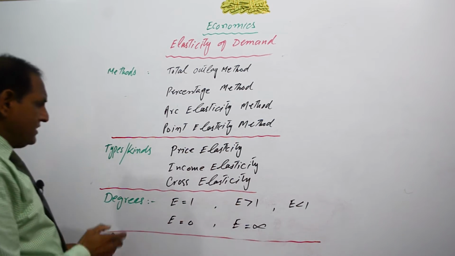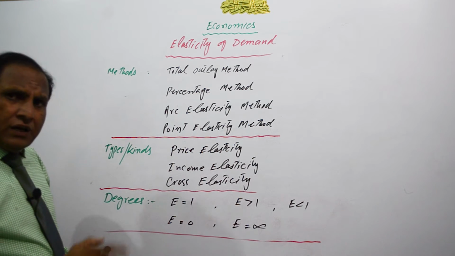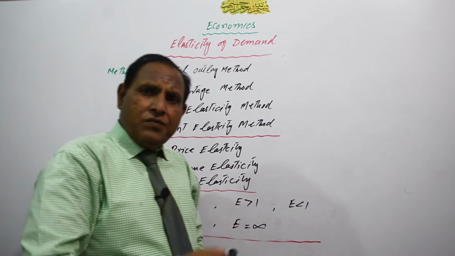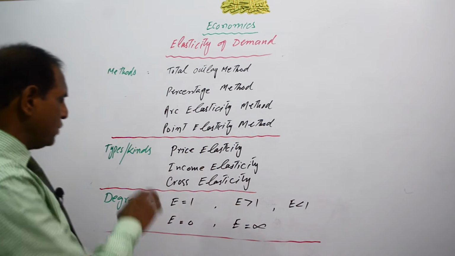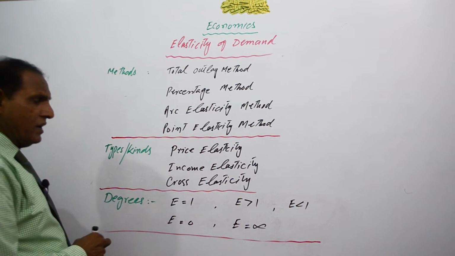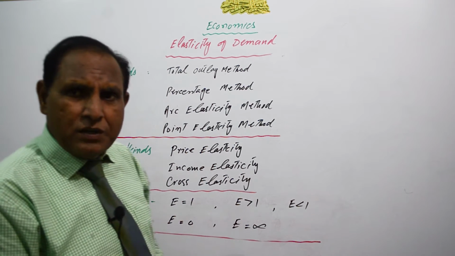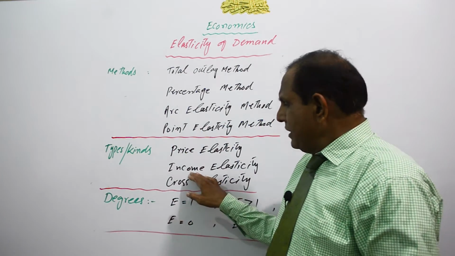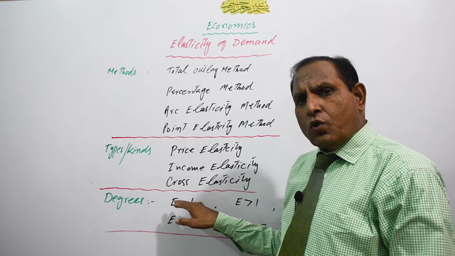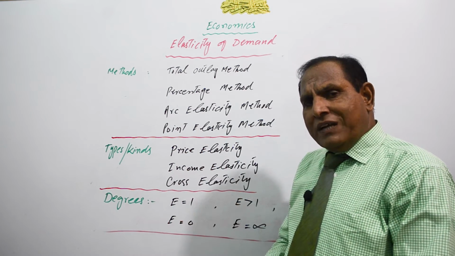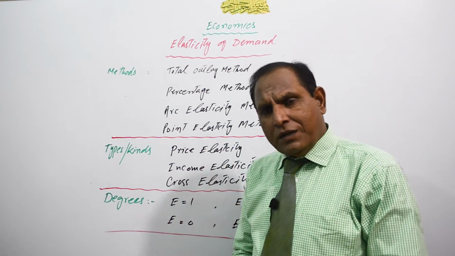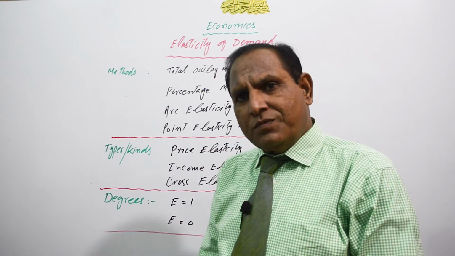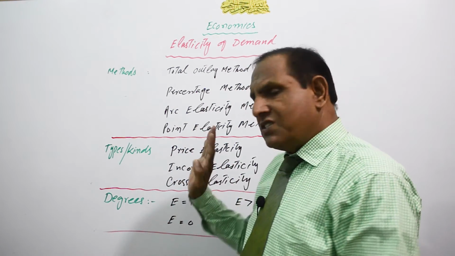Number two, the second point to be discussed, and in a later video, inshallah, we will discuss it in detail: what are the types of elasticity of demand? There are three types. Number one, price elasticity of demand. Number two, income elasticity of demand. Number three, cross elasticity of demand. When there is a change in demand because of a change in price, this is known as price elasticity of demand.